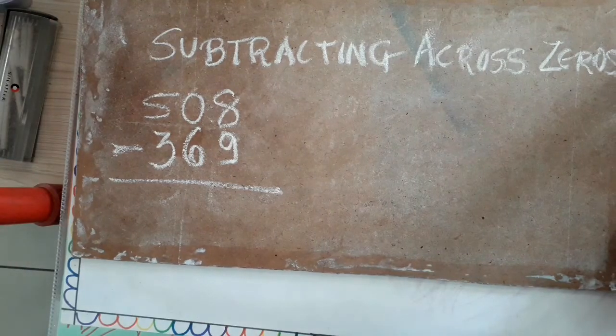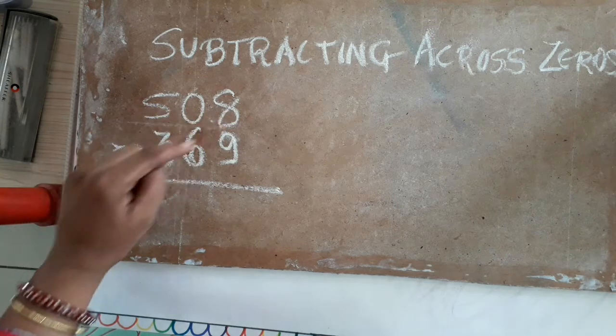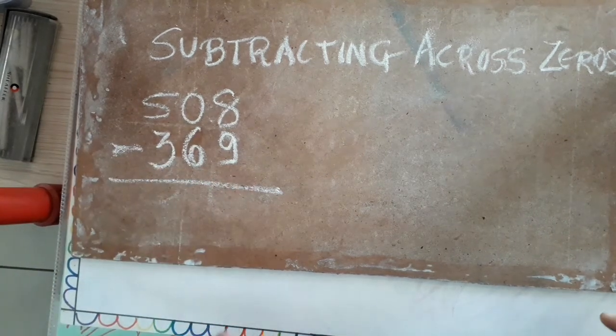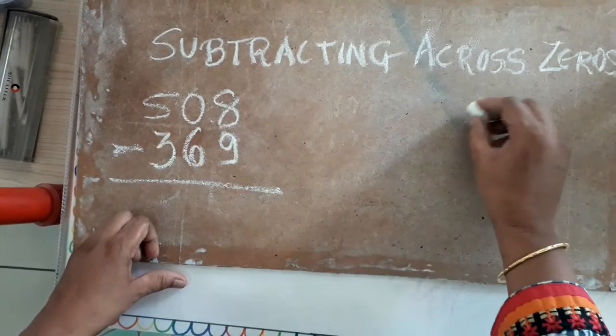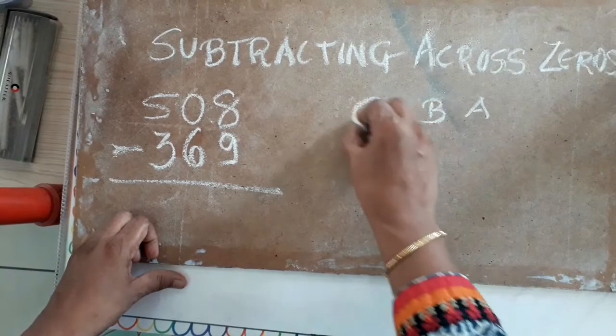Very often we make mistakes with zeros. Let us put in little effort and practice here. See the first question here. This is 508 minus 369. Again, how you are going to think: this is your person A, person B and person C.